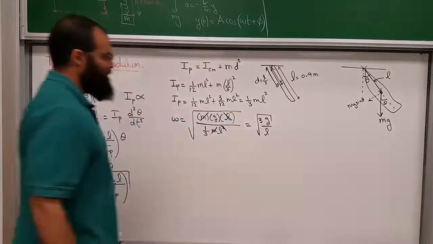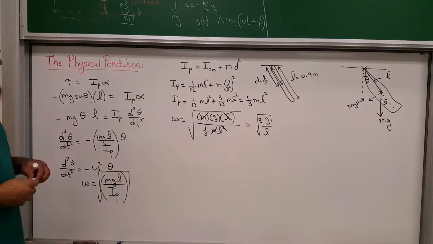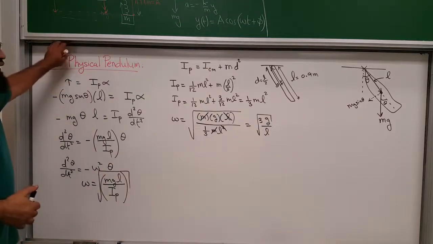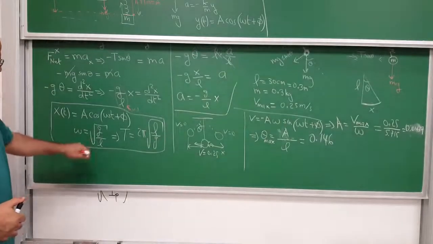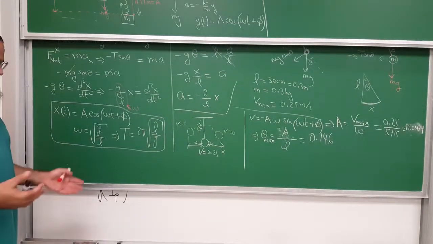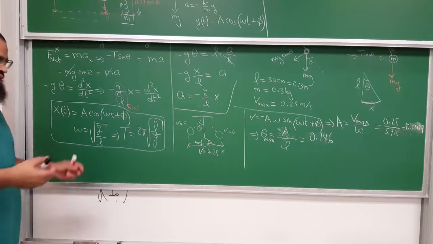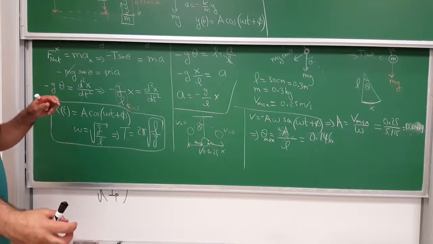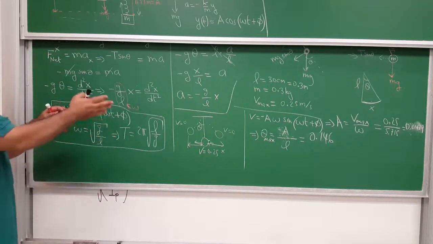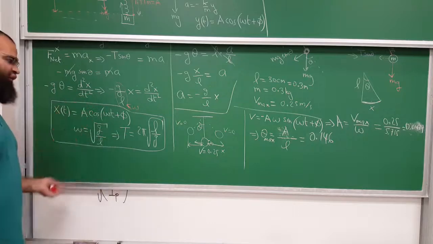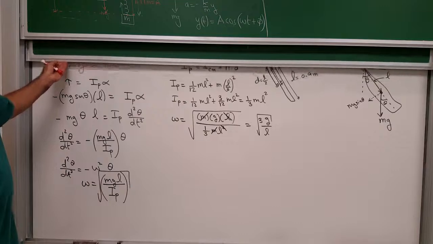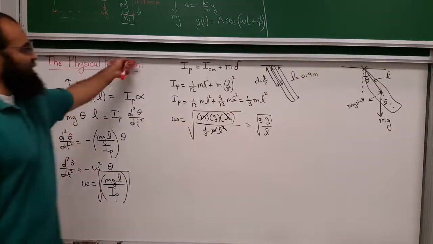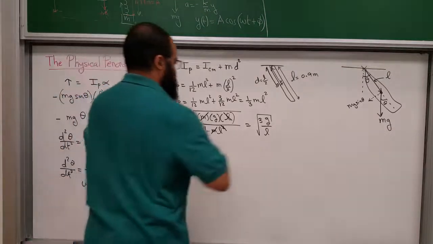Remember, for the simple pendulum, where you just had a point mass swinging, it was the square root of g over L. But here, because you have a physical pendulum, the mass is not all at the end. Some of it is closer to the pivot. So that's where the moment of inertia came into play. So that is omega.